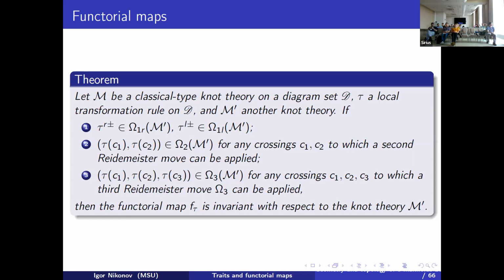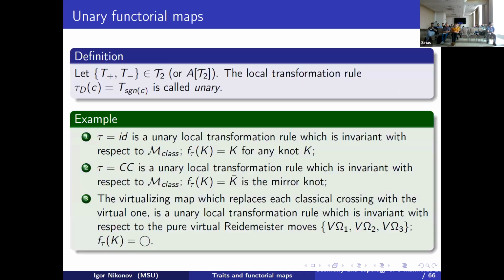The rest of the talk is devoted to examples of invariant functorial maps. Let us start with unary functorial maps. That is, for positive crossing we choose only one tangle, one value, and for negative crossing we choose another value. For example, we can consider the identity map: for positive crossing we choose the corresponding tangle of the positive crossing, and likewise for negative. This is a trivial example of a functorial map, which is the identity. If we take the crossing change, that is, tau plus will be the negative crossing and tau minus will be the positive crossing, then we get a mirror map. The result is the mirror map.